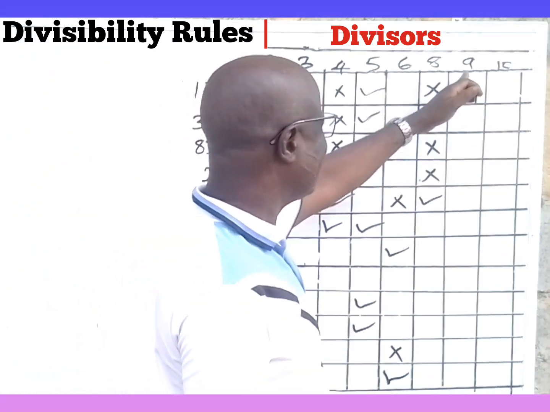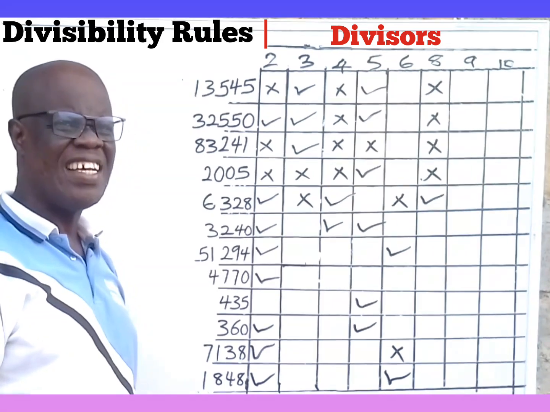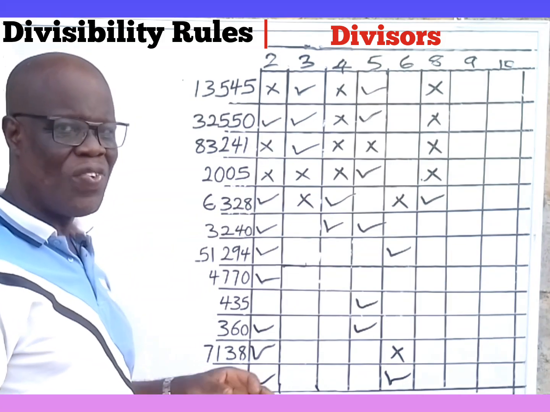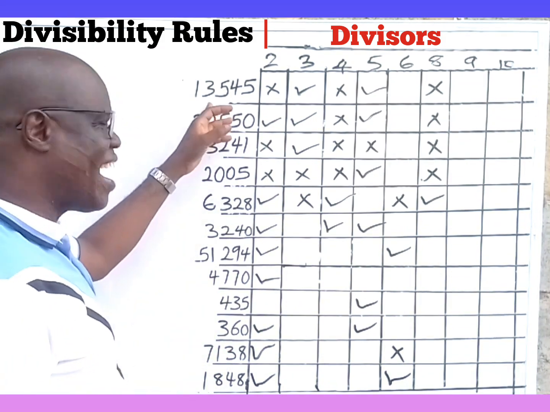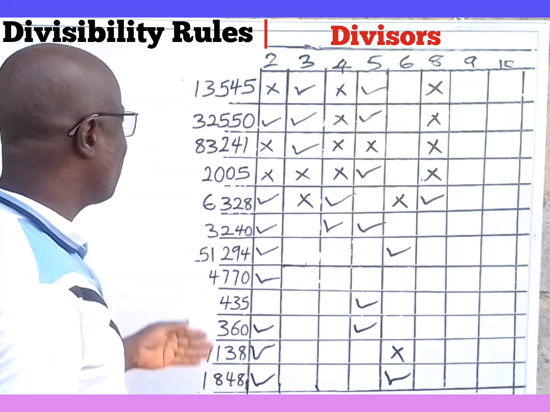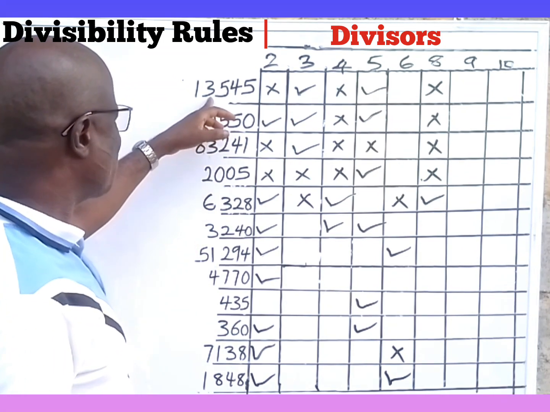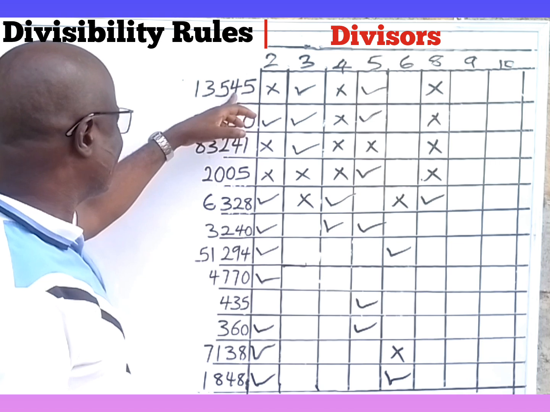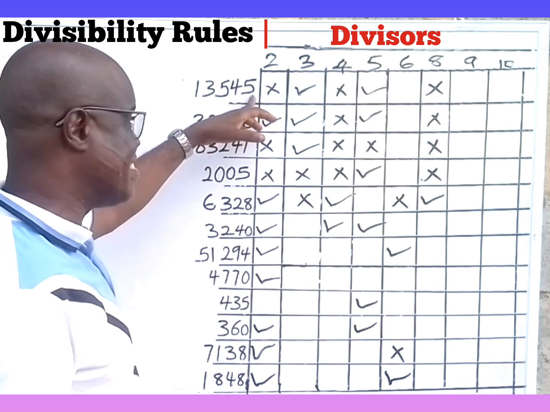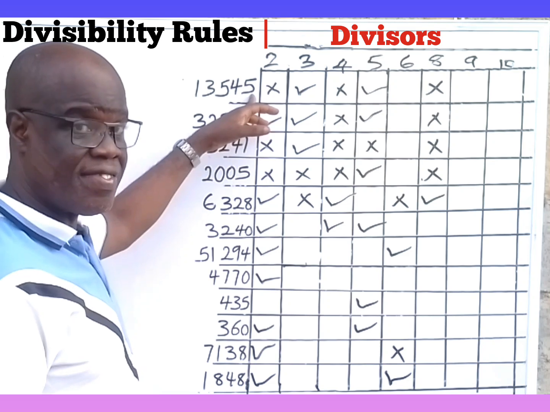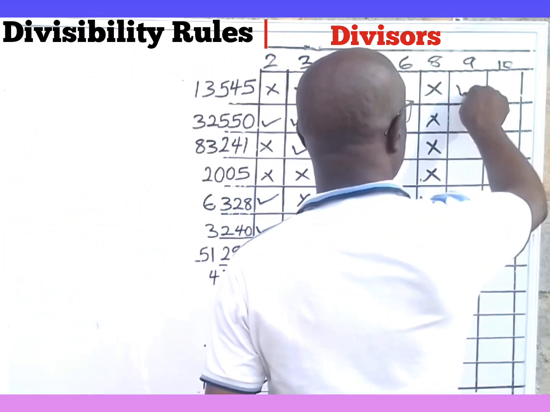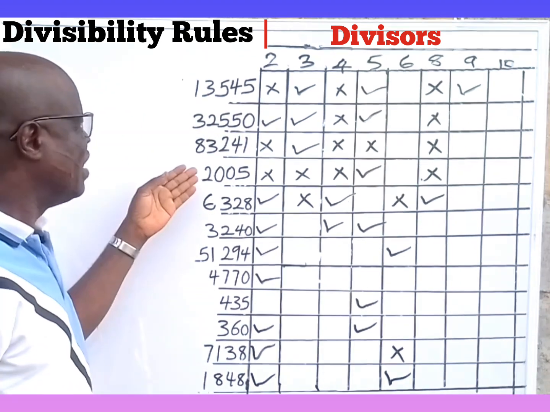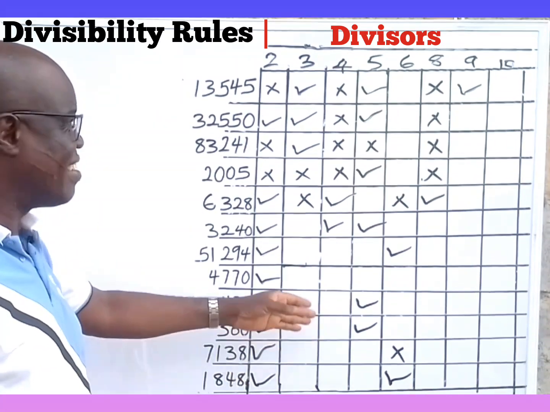Now, let's look at 9. How do you know that a particular number is divisible by 9? If you add all the digits together and you divide by 9 and it goes exactly, it means 9 can divide that particular number. For example, can we look at this? 1 plus 3, 4. 4 plus 5, 9. 9 plus 4, 13. 13 plus 5, that's 18. 18 divided by 9, that is 2. Therefore, you can divide this number by 9 and it will go exactly. You can go on like that and try the rest.